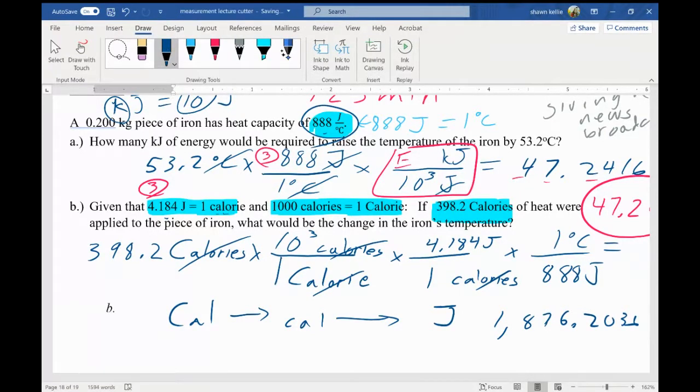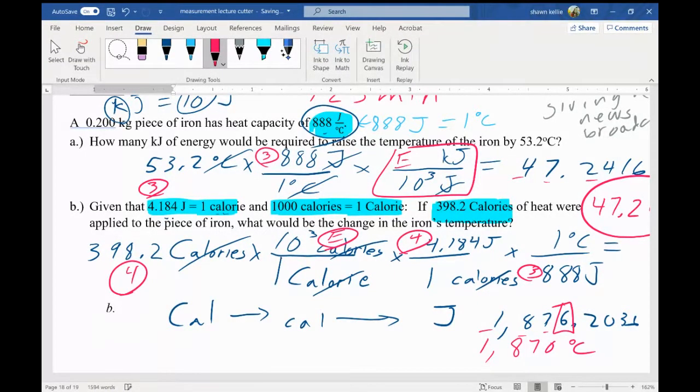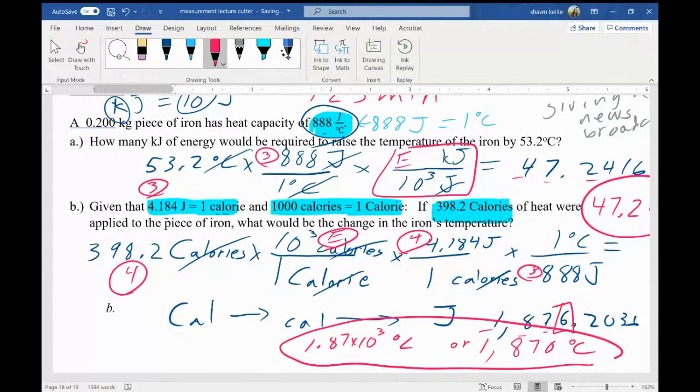So now we have to do our sig figs. We've got 4 significant figures there. That's exact. That's 4 significant figures. That, however, is 3 significant figures. 1, 2, 3. Round on the basis of that. So we could say that we have 1,870 is our change in temperature, or 1.88 times 10 to the third degrees Celsius. You say potato, I say potato.